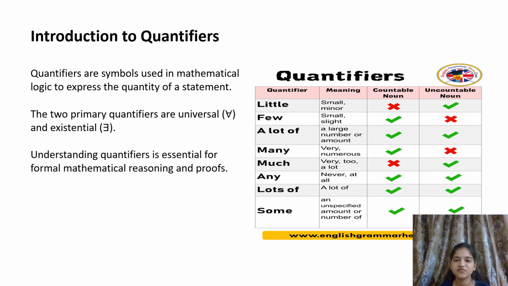So here we can look at a few quantifiers, that is: a little, few, a lot of, many, much, any, lots of, some. So little cannot be countable, but it's uncountable. The few is countable, and a lot of is both countable and uncountable. And the many is only countable but cannot be uncountable. Much cannot be countable but it's uncountable. And here are a few examples where it is a countable noun or uncountable noun.